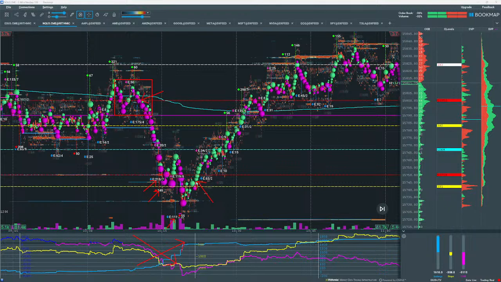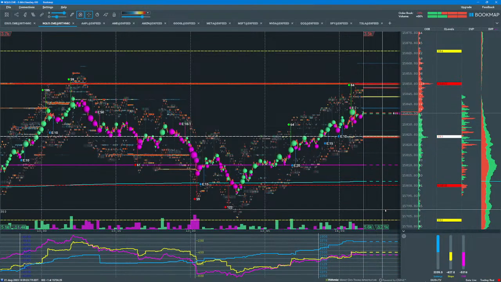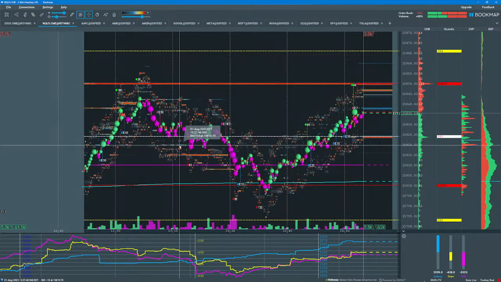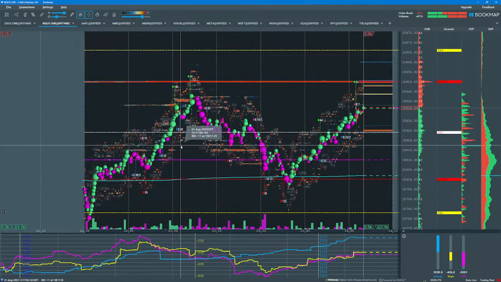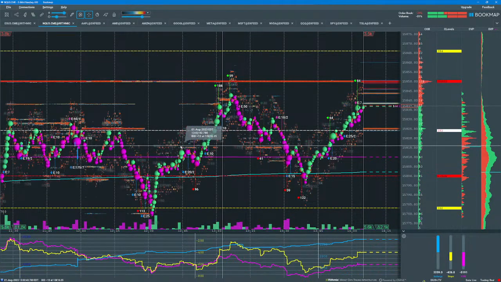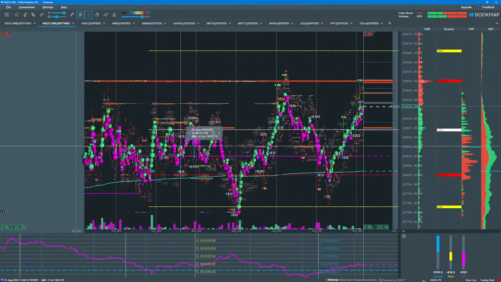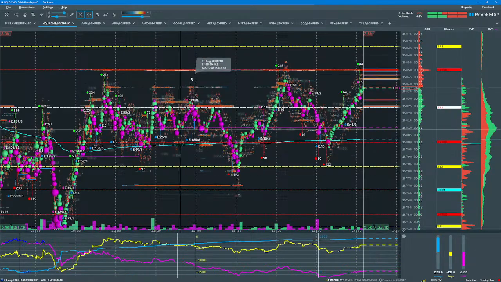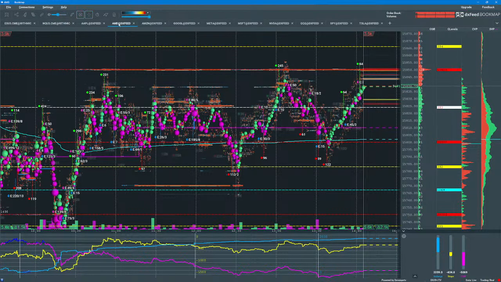All right, so there's the short setup and the long setup in NASDAQ. Since then, NASDAQ has been quite a bit stronger than the S&P 500. All right, let's take a look at some stocks. I'm going to start with AMD since it is reporting earnings. Since it reports earnings after the close, let's start with AMD.